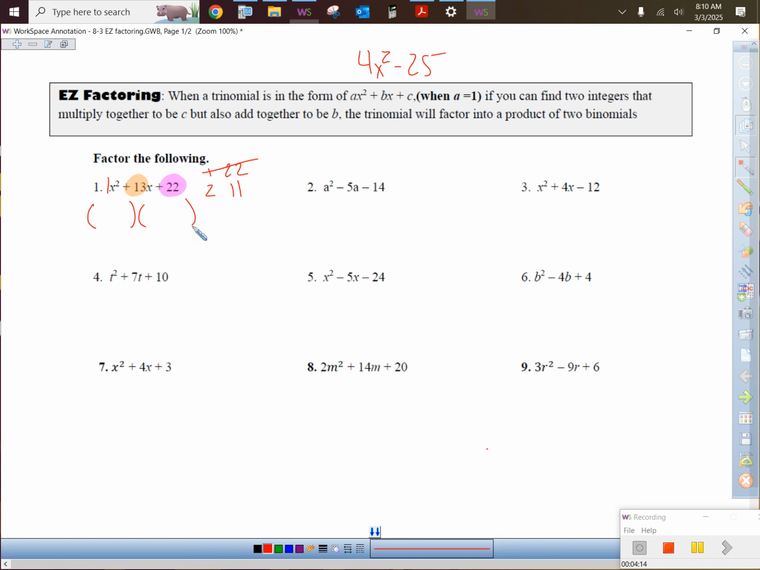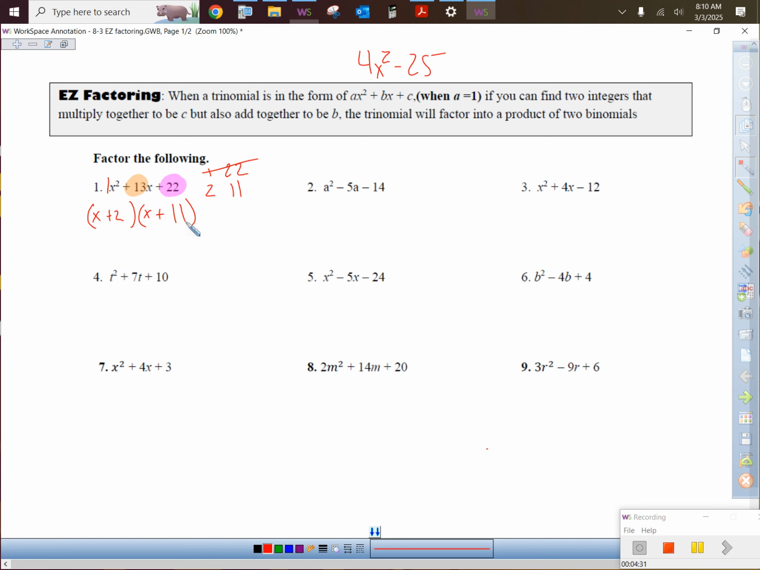I know some of them are squared, right? But they're dealing with x's. That will lead off each parenthesis. And then the 2 numbers you found, this is a positive 2, right? So I'm going to put a plus 2. And this is a positive 11, so I'm going to put a plus 11. That's it. That is that guy factored. 100% done. You know what I just did?